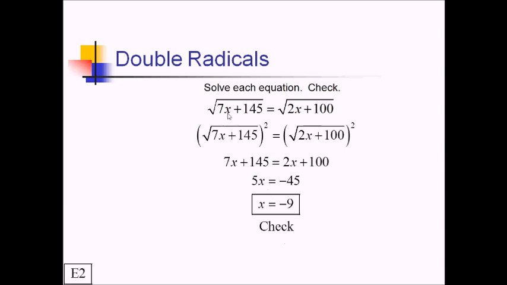So we've got the square root of 7 times negative 9 plus 145, and the square root of 2 times negative 9 plus 100. So that's negative 63 plus 145, which comes out to 82. And 2 times negative 9, that's negative 18 plus 100, also comes out to 82. Since those match, we have a good answer.